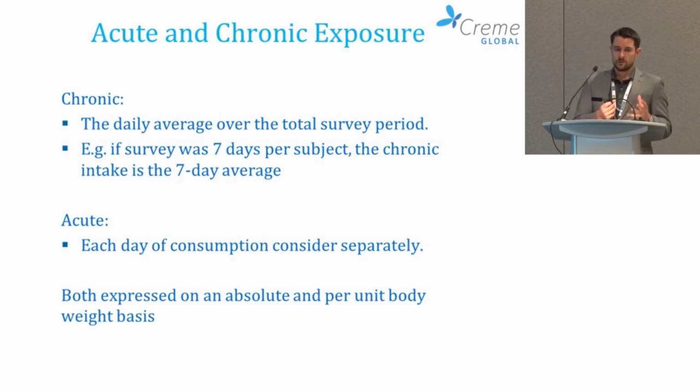Okay, so two broad measures of exposure that you consider: chronic and acute exposure. They have very specific toxicological meanings, but they're slightly different in the exposure assessment, and they're always compared. Chronic, as a measure of exposure, is defined to be the average over the survey period for a consumer. So if you have a 7-day survey, which again is the longest I've ever seen, you have a 7-day average for a consumer. So that's how you measure their chronic exposure to the mycotoxin. Acute then just looks at the total exposure on each given day, and they're expressed on an absolute and per unit body weight basis.